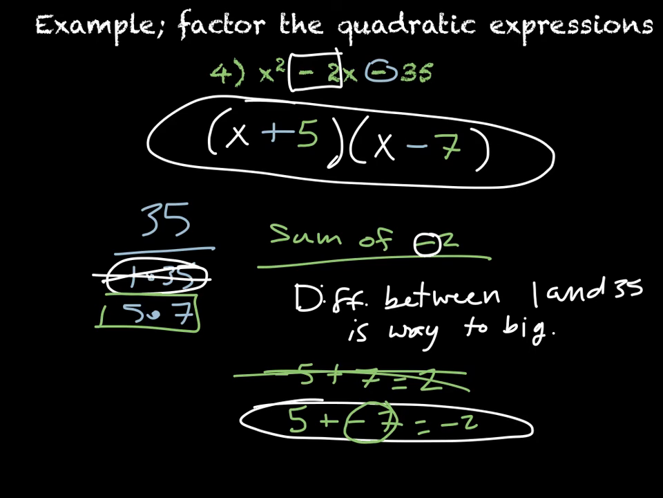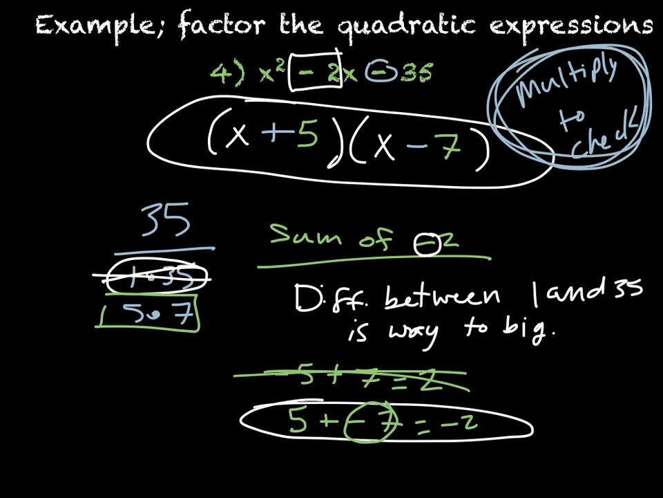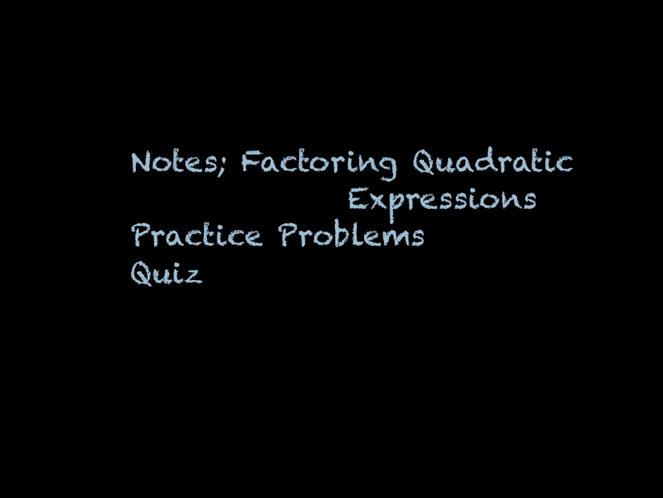And you can always multiply them back out to check. So if you're not sure about your answer, then check your answer by going backwards. And that's it. So those are your notes over factoring quadratic expressions if there's no leading coefficient. So go through some practice problems, then you'll be ready for the next video and then the quiz.